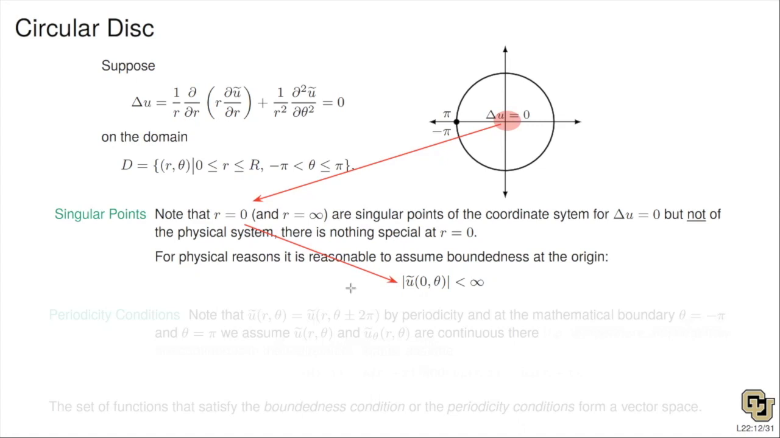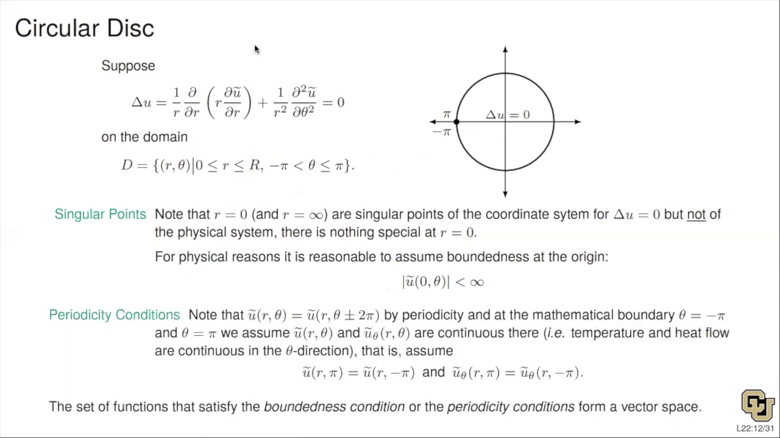How does this solve things? When we're doing our separation of variables, this assumption will force us to throw away certain solutions that come from separation of variables. I want you to be very aware that this is entirely because of the geometry of the domain. If we were, for example, in an annulus, an annular region that did not include the center, then we would not need this restriction. I'll come back to that point in a second.